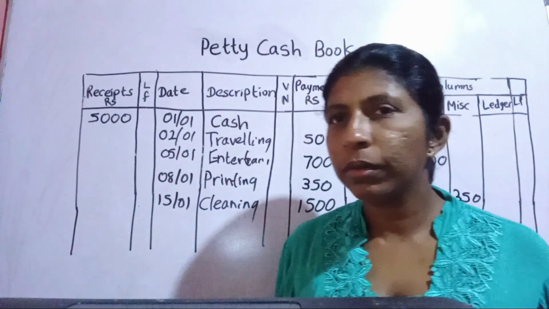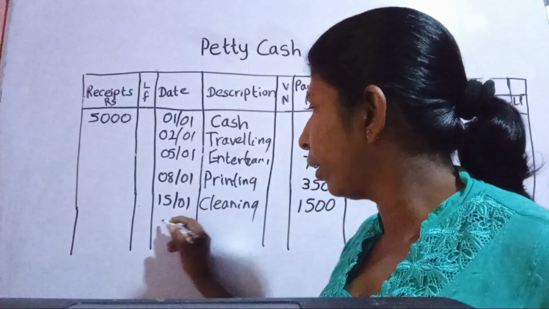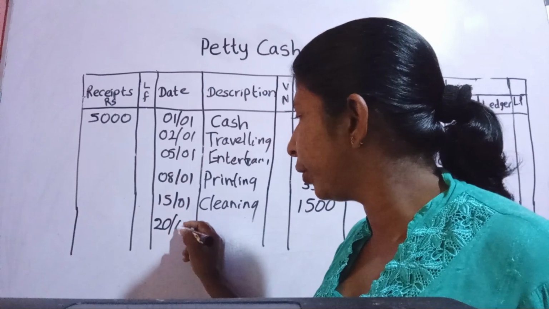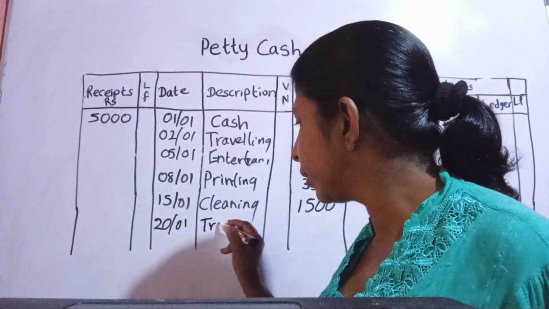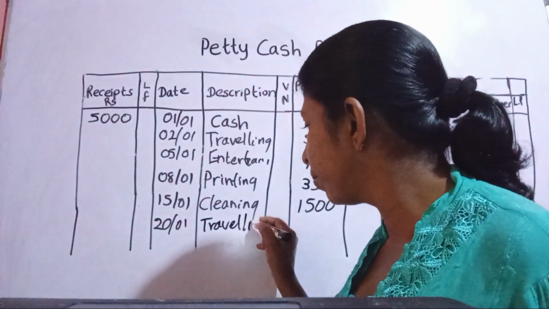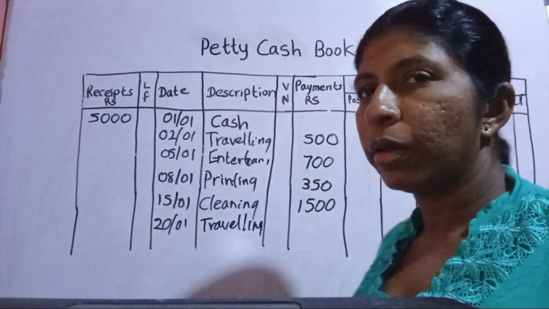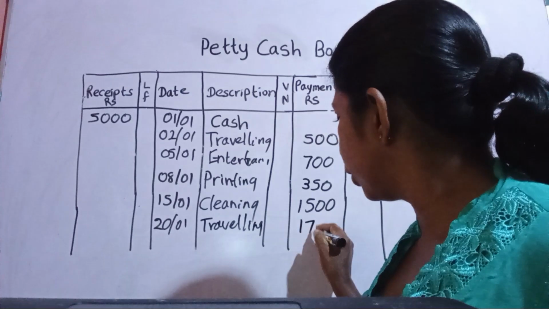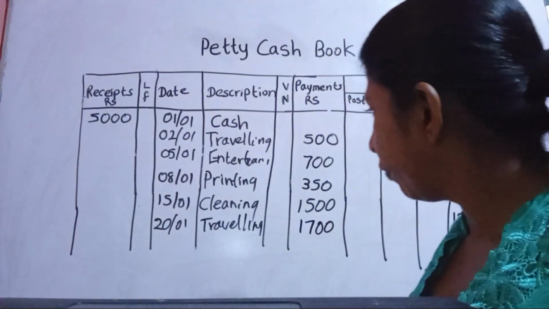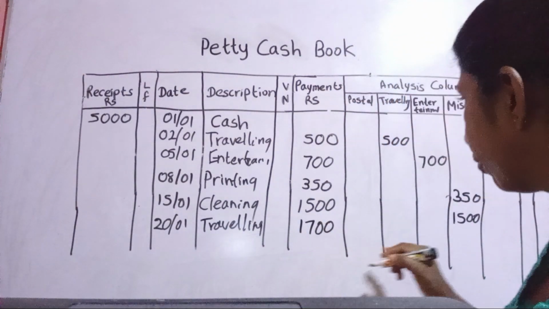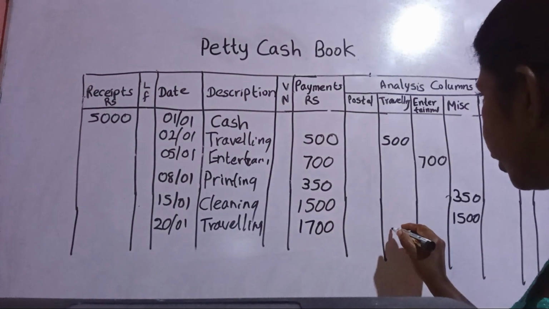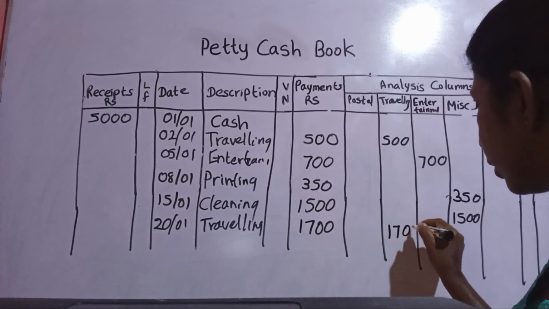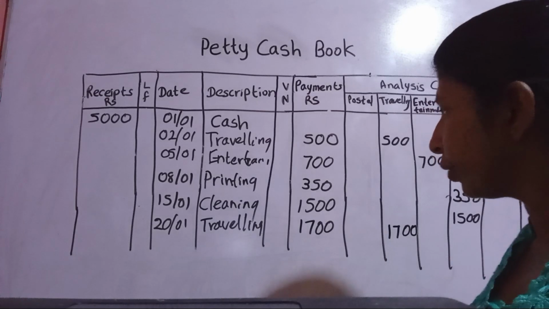Okay, here the date is 20th January. Expense again traveling. Expense is traveling. Amount is 1700. We have a separate traveling column. We can write there in the traveling column 1700.